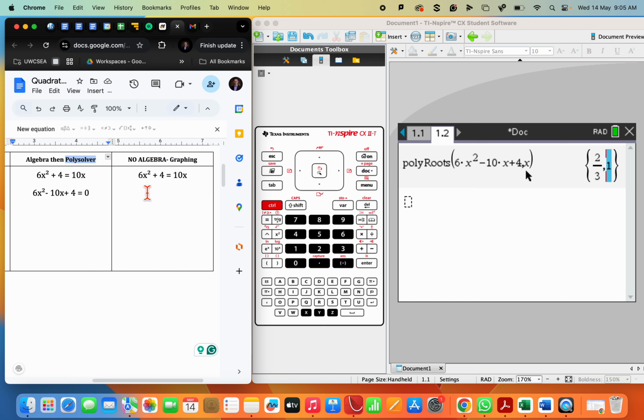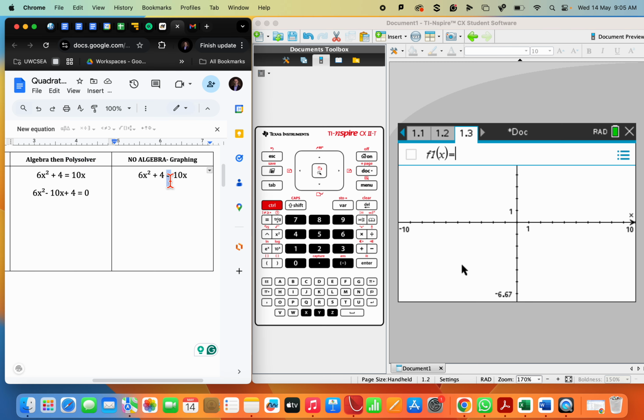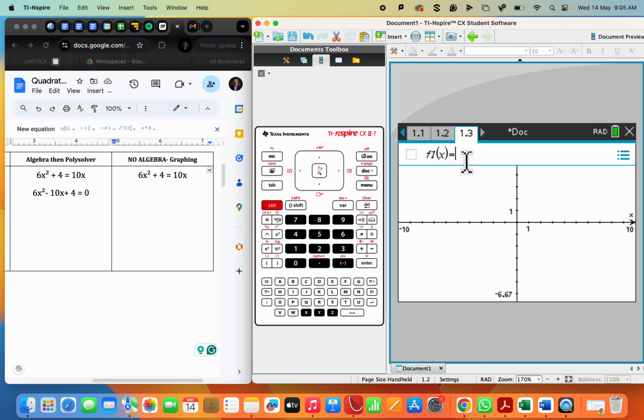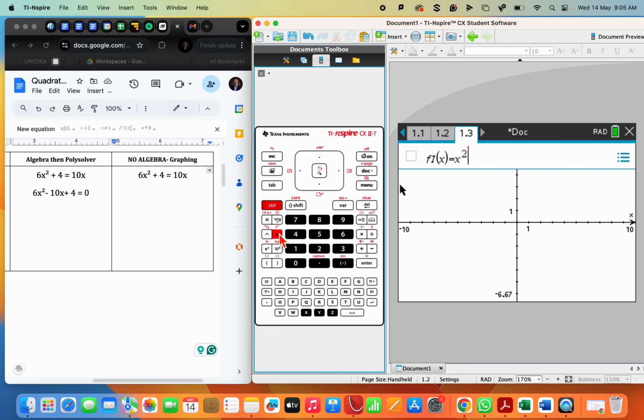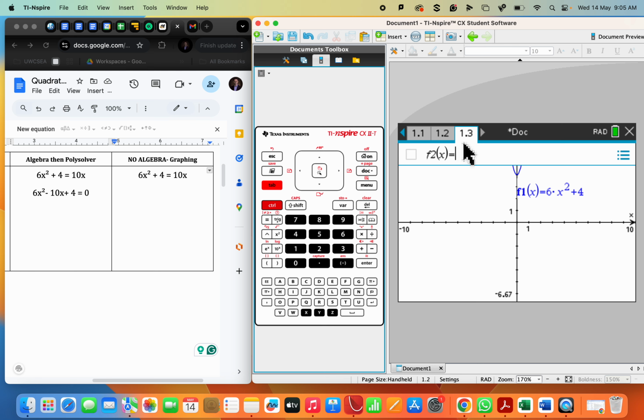Okay. Now try it with the no algebra way, the graphing way. To solve any equation, and this isn't just for quadratics, it's for any equation with an equals sign where you want to get it down to x equals something at the end, we are going to take a graph of the left hand side. So 6 times x squared plus 4, enter. Sometimes you might see the graph on the screen, you might not. We might need to rescale the axes, and then tab, and now I'm going to put in the right hand side. So f of x equals 10x.